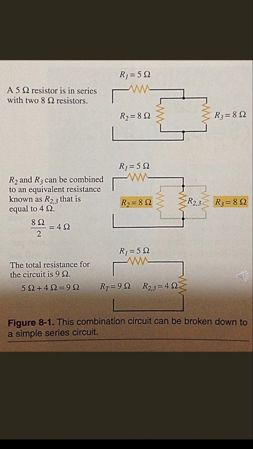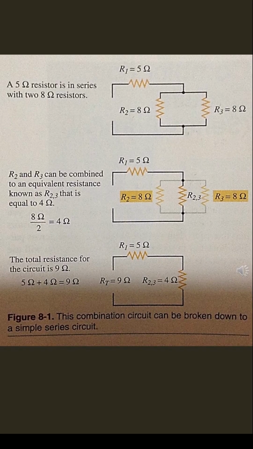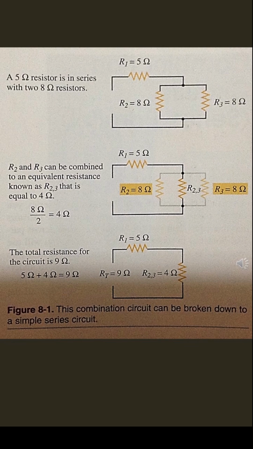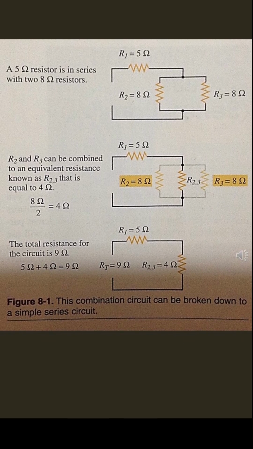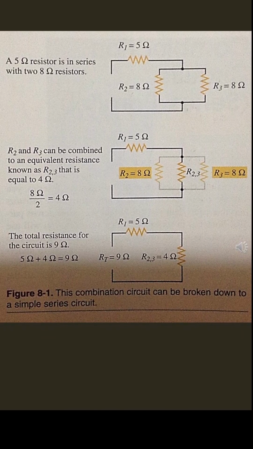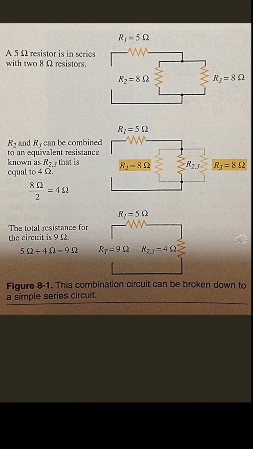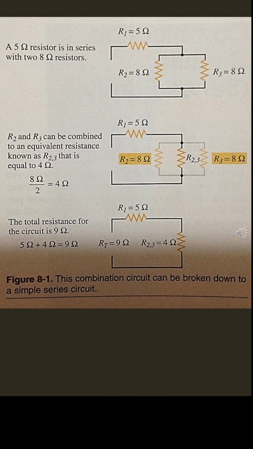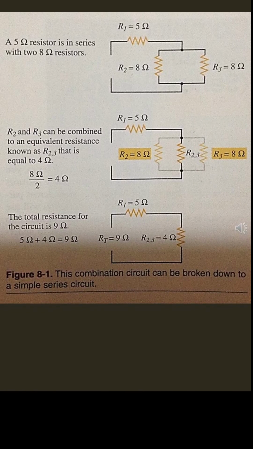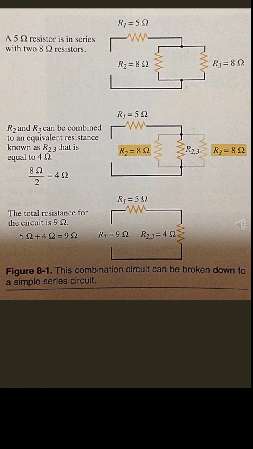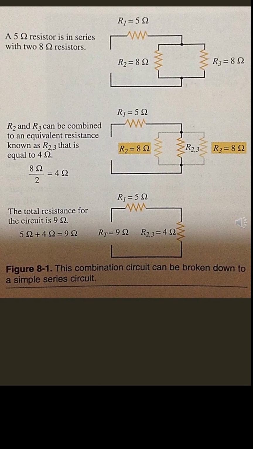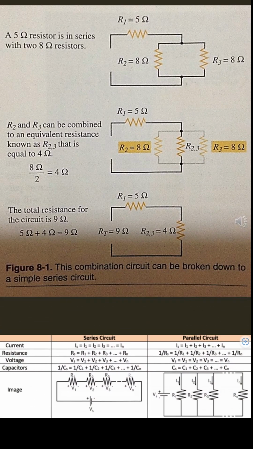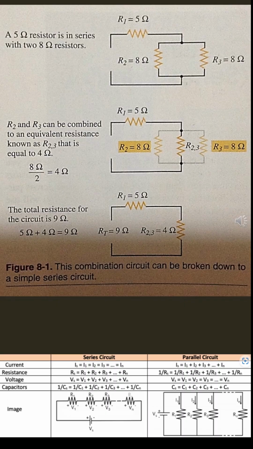In the first example, look at the top of figure 8-1, shown on your screen. There are 2 8-ohm resistors in parallel. In series with the 2 8-ohm resistors is a 5-ohm resistance. To find total resistance for this circuit, we reduce the combination circuit to a simple series circuit. This is done by applying Kirchhoff's law of series and parallel circuits.